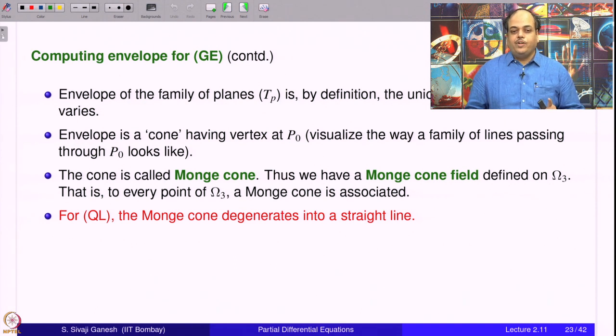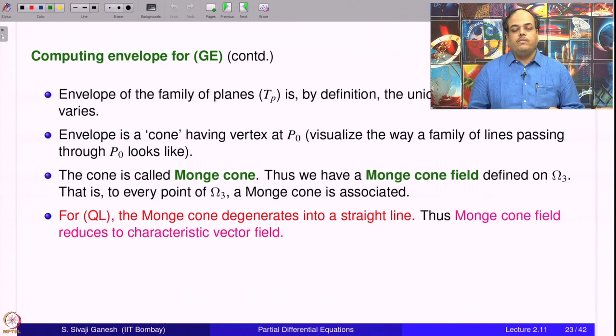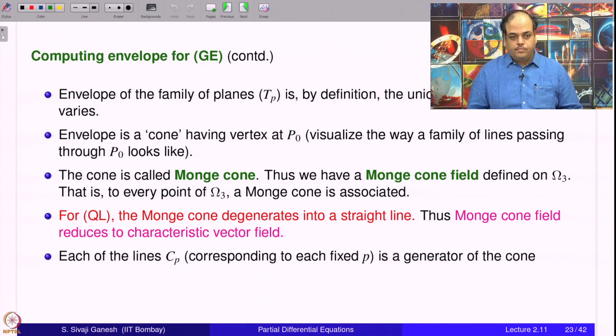For quasi-linear equations, the Monge cone degenerates into a straight line because we observe that the envelope is actually a straight line. It is independent of P. So, therefore, just one single straight line. So, the Monge cone field reduces to a characteristic vector field in the case of quasi-linear equations. Now, each of the lines CP corresponding to each fixed P is a generator of the cone. Generator of the cone means it is a line in the cone.